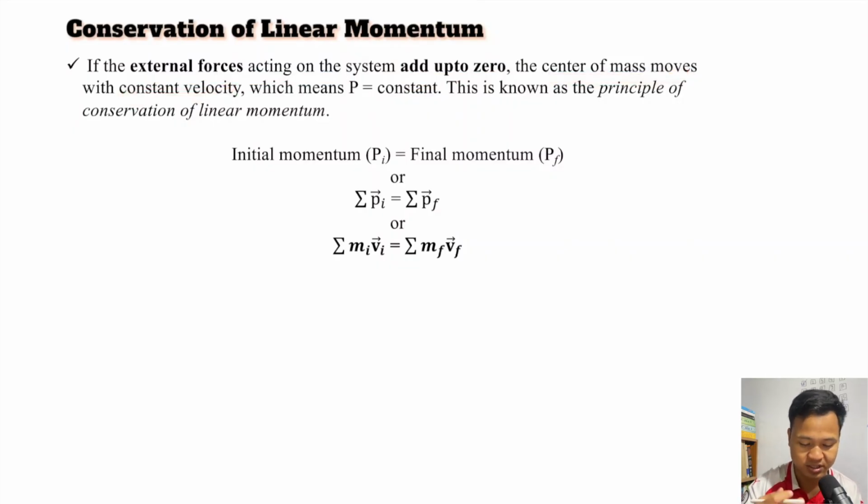Here, if the center of mass moves with constant velocity, v is constant and mass is constant, so momentum, which is m into v, will be constant. That means the initial momentum will be equal to the final momentum. So there will be no change in momentum throughout the whole motion. That is called conservation. Momentum is conserved.